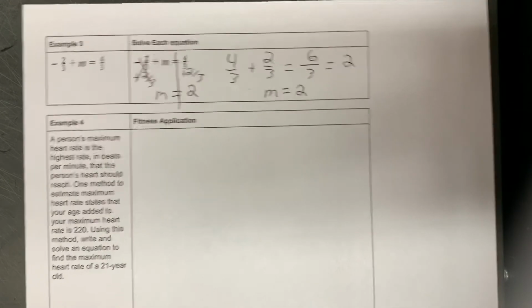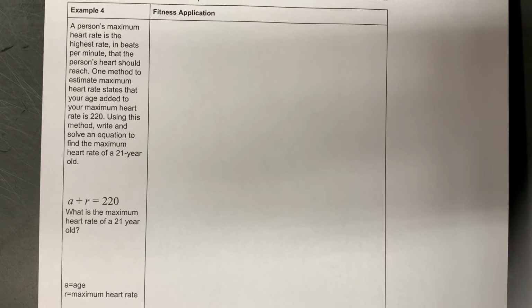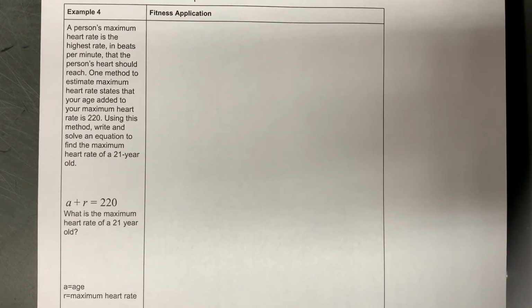Sometimes we'll have word problems that match up with our algebraic equations, or one-step equations. So let's read through this one for example 4. A person's maximum heart rate is the highest rate in beats per minute that the person's heart should reach. One method to estimate maximum heart rate states that your age added to your maximum heart rate is 220. Using this method, write and solve an equation to find the maximum heart rate of a 21-year-old.